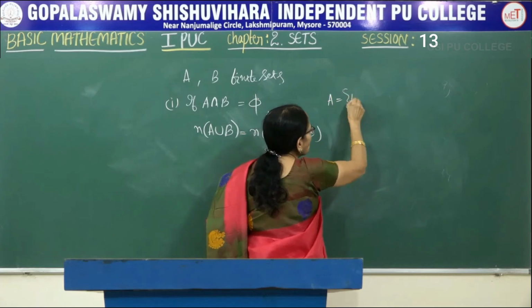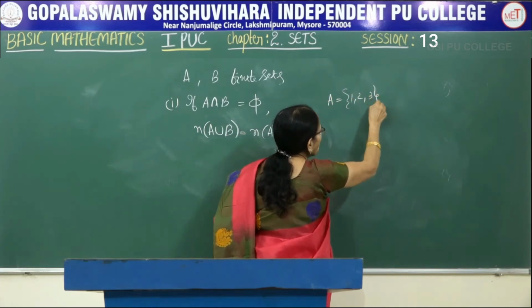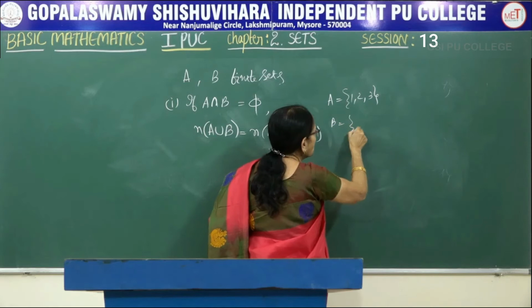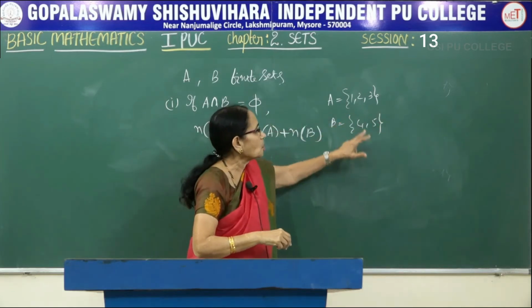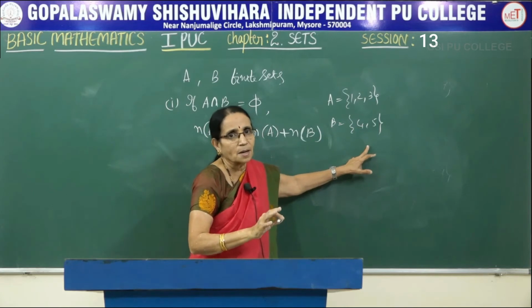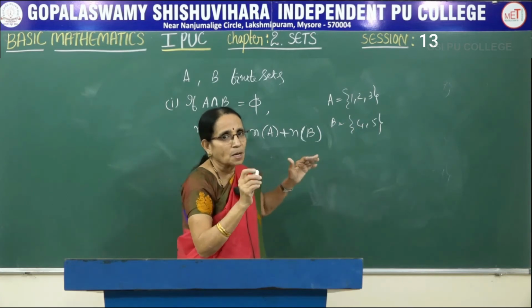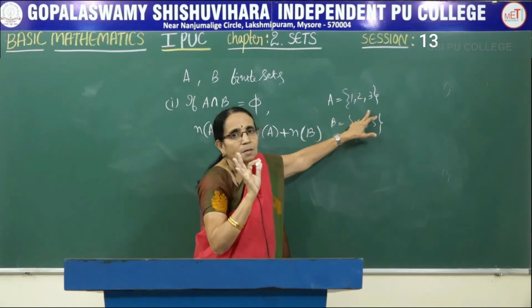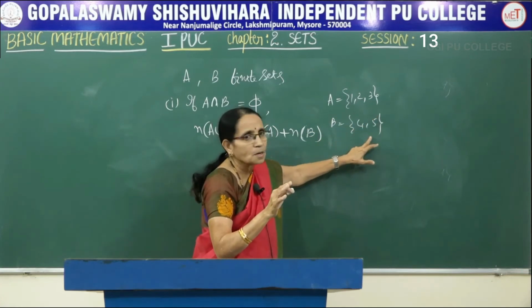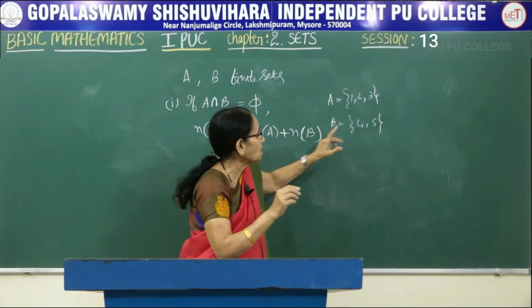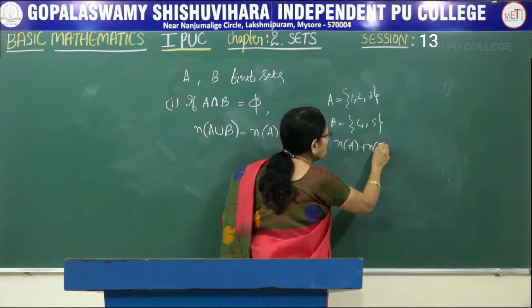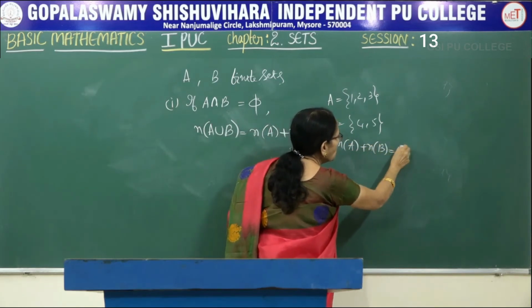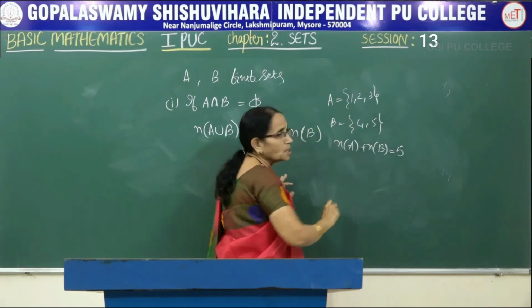Suppose A is having 1, 2, 3. B is having say 4, 5. Clearly you see that there is no common element at all, isn't it? How many elements are here? 3 elements. How many elements are there? 2 elements. So totally how many? n(A) plus n(B) would be equal to 5. 3 plus 2, that is 5.